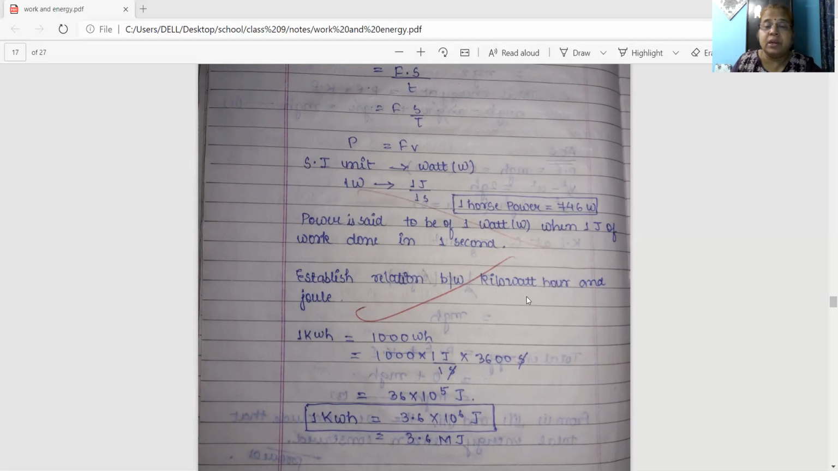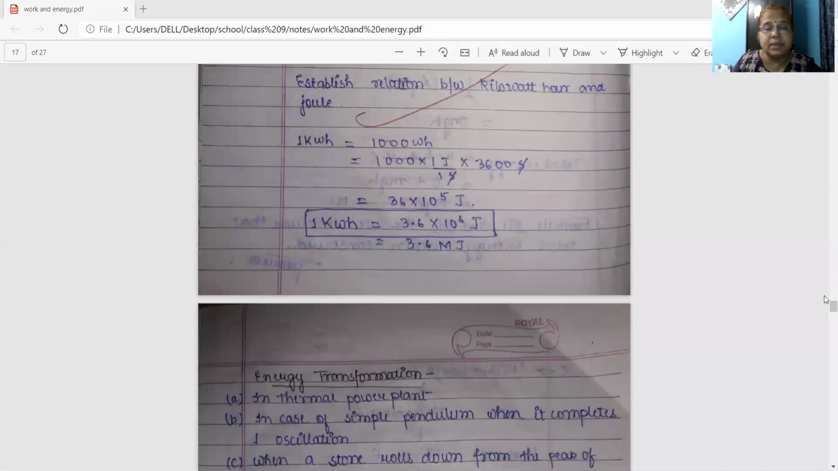Now, if you want to find the relation between kilowatt hour and joule, we will start with 1 kilowatt hour equals 1000 watt hour. But 1 watt can be written as 1 joule by 1 second, and in 1 hour, 3600 seconds are there. Second will get cancelled. You are getting 36 into 10 to the power 5 joule. In scientific notation, we can write 1 kilowatt hour equals 3.6 into 10 to the power 6 joule. This is the relation between 1 kilowatt hour and joule. 10 to the power 6 means mega. So in place of this, you can write 3.6 megajoule. I think it is clear to you.